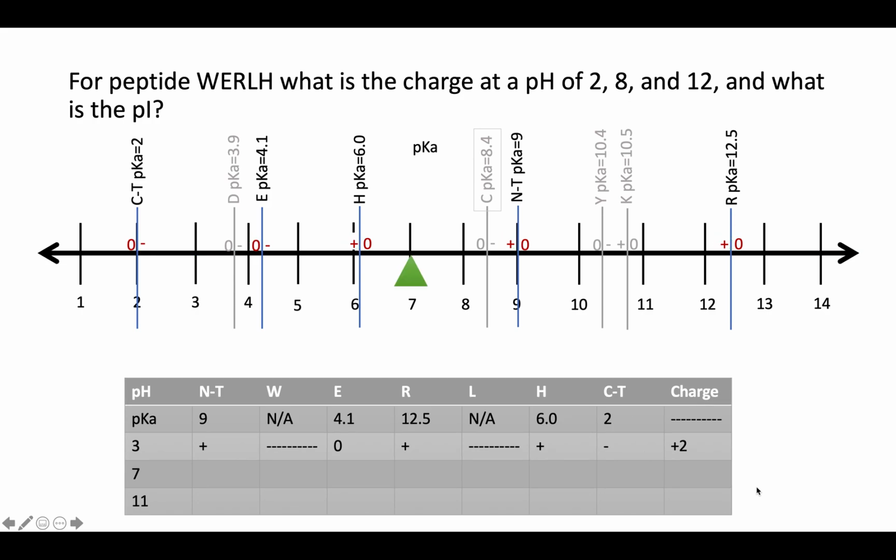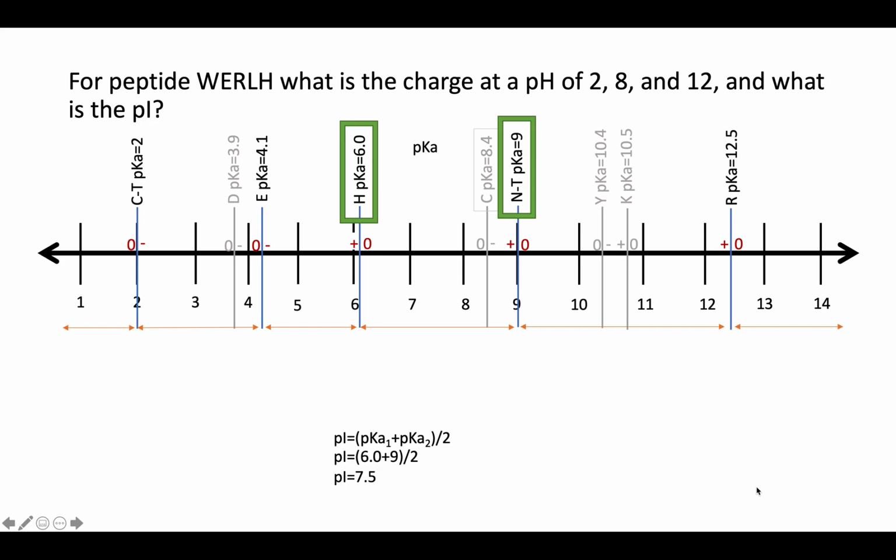For pH 7, you're going to do the same exact thing. You're going to write your charges down, add up your charges to see what the overall charge is. And then pH 11, same thing. We're going to look at the charges that are closest to the pH, add them up, and see what the overall charge of the peptide is.